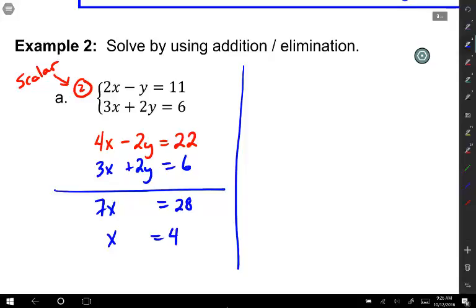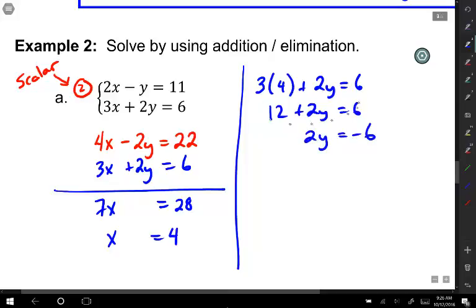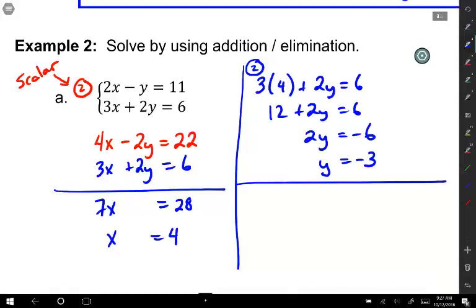All right, let's just finish this one up. 3 times 4 plus 2y equals 6. 12 plus 2y equals 6. 2y equals negative 6 because I subtracted 12. And I divide by 2 and I get negative 3. Okay? Now I chose equation 2 to solve that with. All right? The reason I chose equation 2 is I just didn't like that minus y. I was just trying to avoid it.